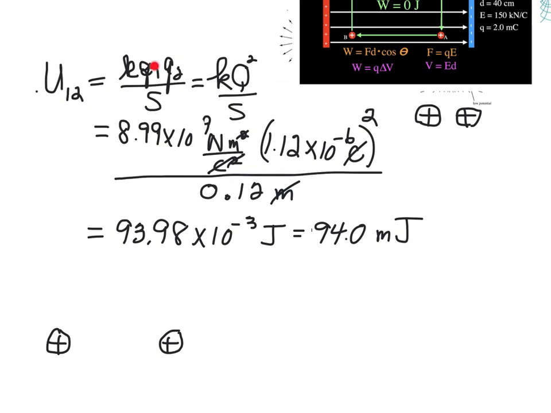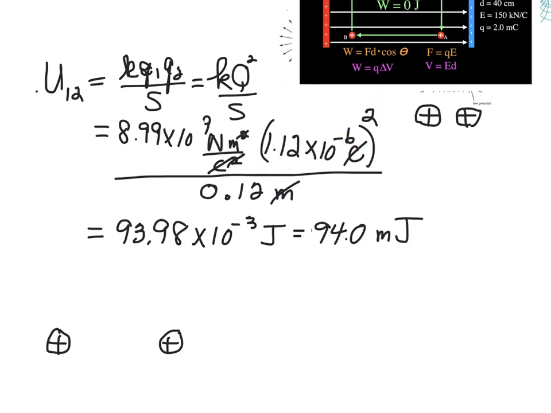And since the charges are going to have the same value, I changed the Q1 Q to Q squared. So this would be the general solution. And now if I put the numbers in, 8.99, notice this is 10 to the 9th Newton meter squared per coulomb squared. And then the charge that I was given was 1.12 microcoulomb, so that's 10 to the minus 6 coulombs.